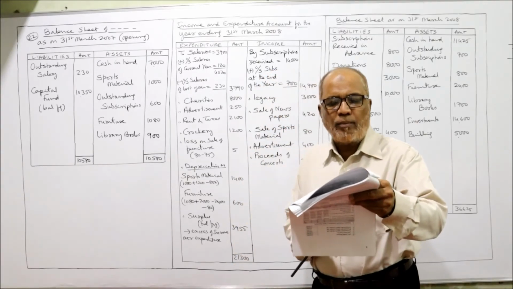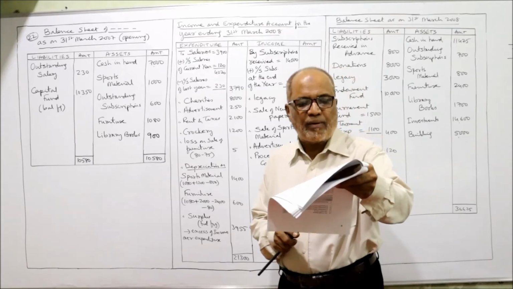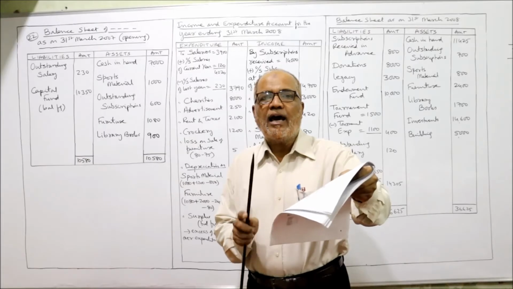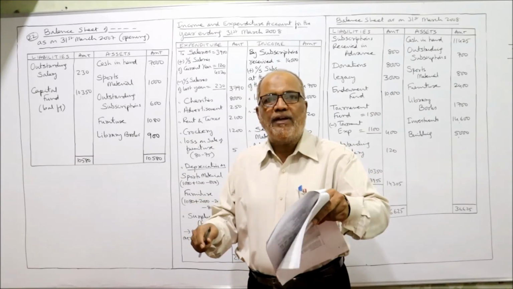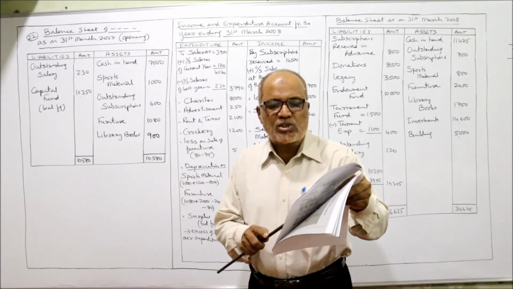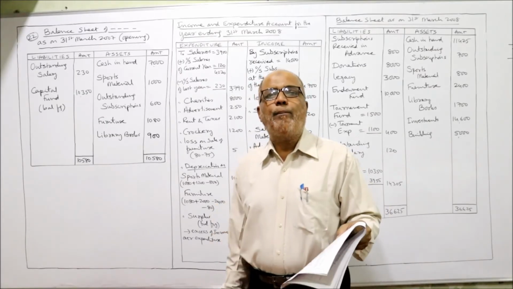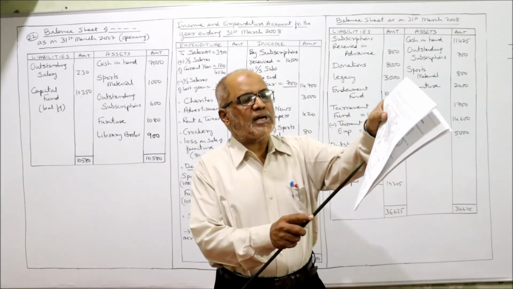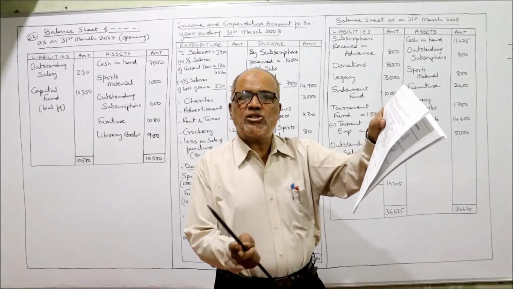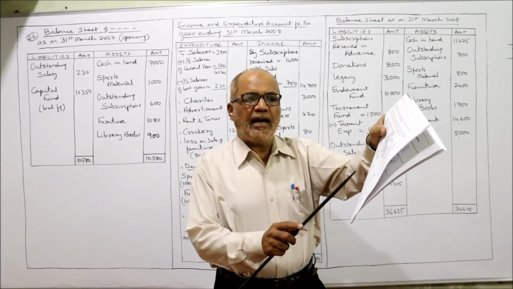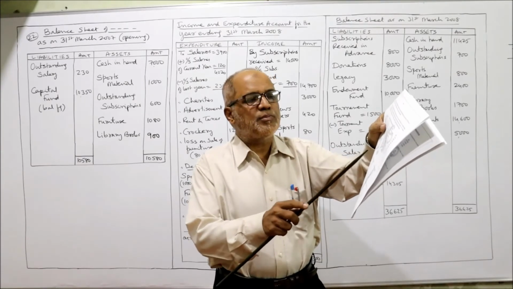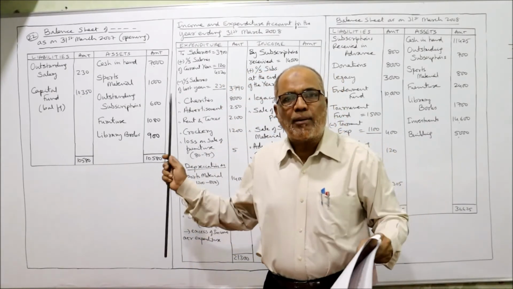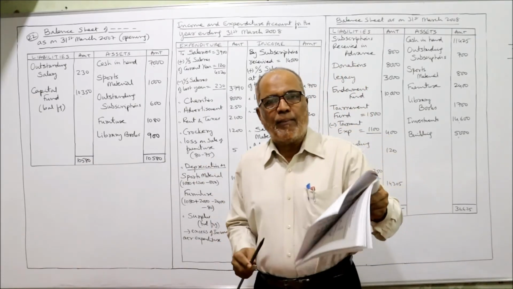The beginning of the year, how much is the library books? See the additional information given last line. Library books beginning of the year 900. During the year library books purchased were 800. So 900 plus 800, 1700, and it is given library books end of the year 1700. How it has increased? Because during the year we have purchased library books. So library books will not come in income and expenditure account. It will be taken in the balance sheet.